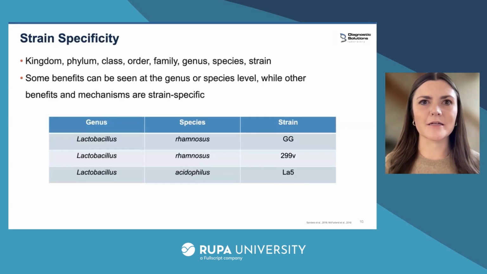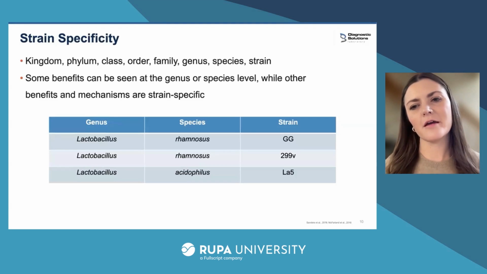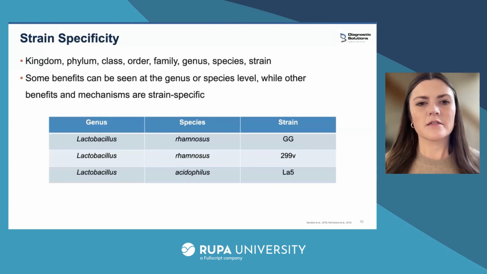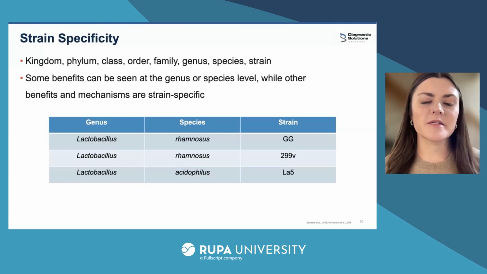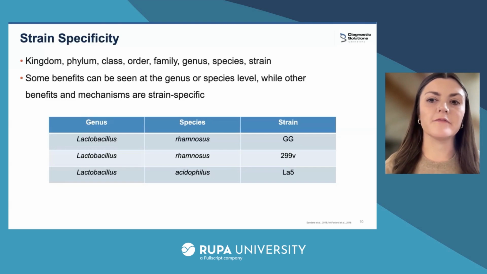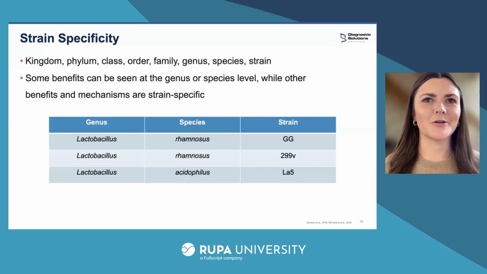Sometimes, if we're looking at different products that have the same species, a patient might notice different effects, potentially because they have different strains within that species. So, again, today we're going to explore some benefits at that species level, but just know there is that opportunity to get much more advanced and specific by considering the strains. Here in these top two lines, you can see an example of two different strains within the same species: Lactobacillus rhamnosus GG, and Lactobacillus rhamnosus 299V. And they can have different characteristics, different applications for clinical practice.